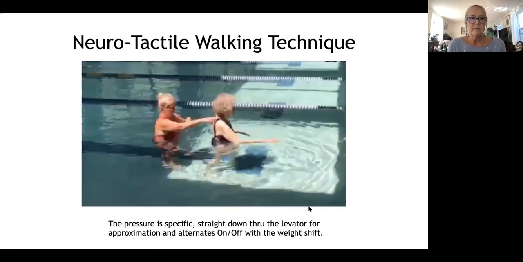And this is what I call a neurotactile technique. And the pressure is very specific. It's straight down through the levator for approximation. The pressure comes on and off, on, off. Only as the person puts the foot down for the strike phase, that's when the pressure gets put onto the levator. And the opposite leg will come through for the swing phase. And when that other leg's heel goes down for the heel strike, that's when you put the pressure down.